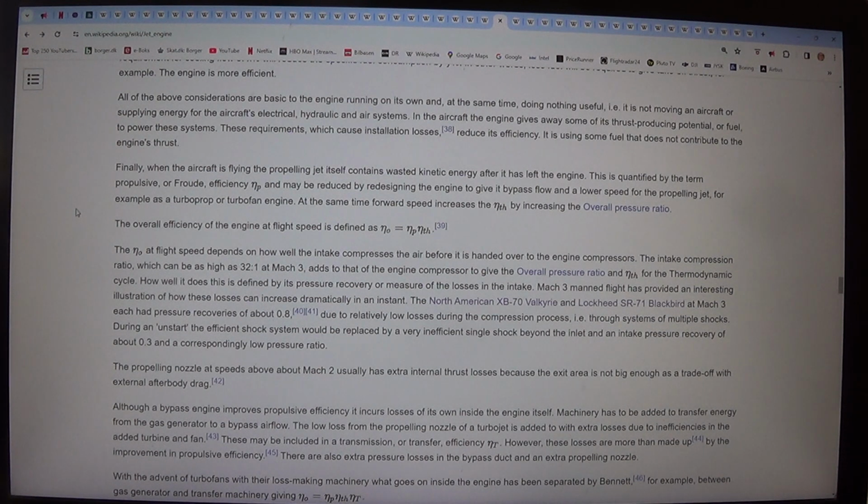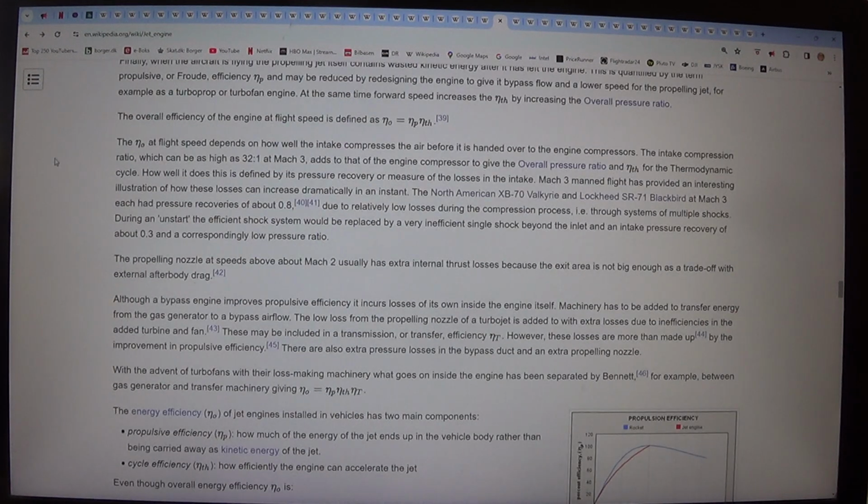At the same time forward speed increases the eta sub th by increasing the overall pressure ratio. The overall efficiency of the engine at flight speed is defined as eta sub O equals eta sub P eta sub th. The eta sub O at flight speed depends on how well the intake compresses the air before it is handed over to the engine compressors.